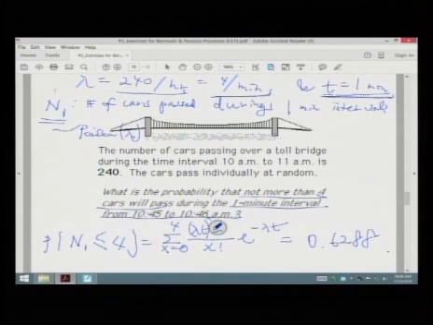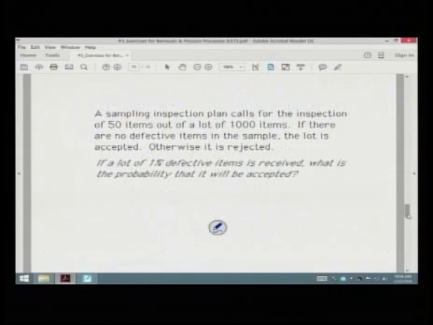Does that make sense to you so far? Okay. So let's move on to the next example.